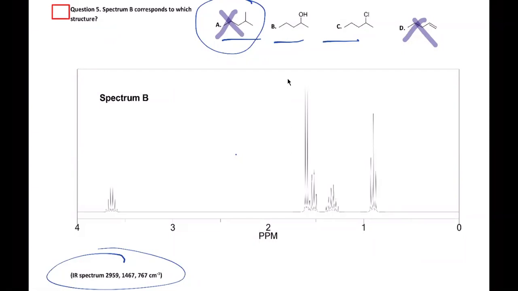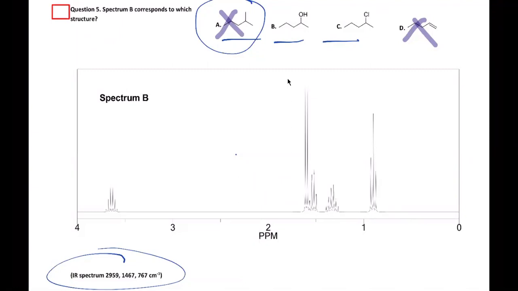Okay, let me say it this way. In the infrared, if you have an alcohol, what would you expect to see? What stretch would you expect to see for the alcohol? It'd be like a droopy OH stretch. I like that, droopy. All right.